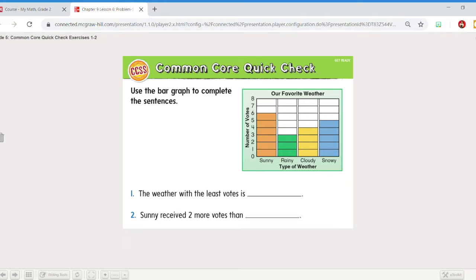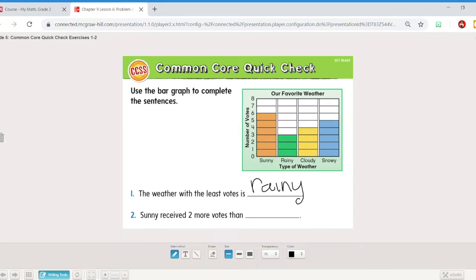So the weather with the least amount of votes, we can tell just by looking at it, is rainy here with only 3 votes. So we're going to write it down. Rainy. Sunny received 2 more votes than, well, let's find sunny. And just like I did with the ice cream, I count 2 up here and I'm going to draw my line. And that reveals exactly which one it has 2 more than. Cloudy. Did you get the right answers?